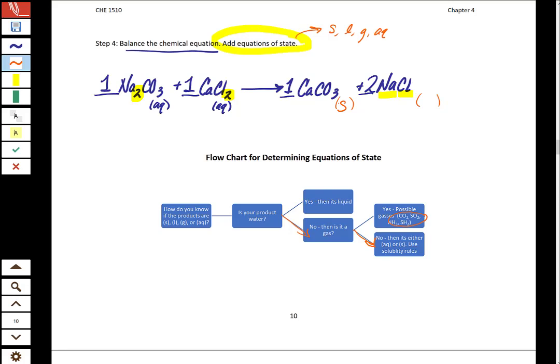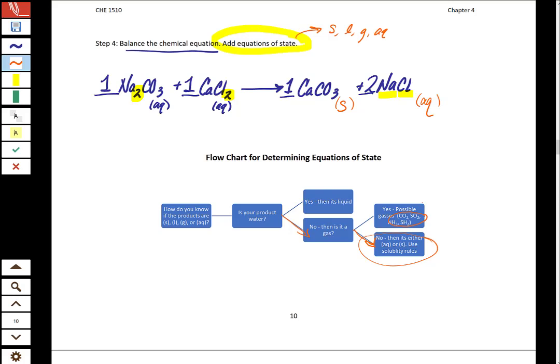So let's go through the flow chart with sodium chloride. Is sodium chloride water? No. Is sodium chloride a gas? No, because it's not CO2, SO2, NH3, or H2S. Okay, that means that we need to use our solubility rules. And sodium is an alkali metal, and alkali metals are always soluble with no exceptions. So this is going to be aqueous. So do you see why I'm giving you the solubility rules? Because right now it's just too much.